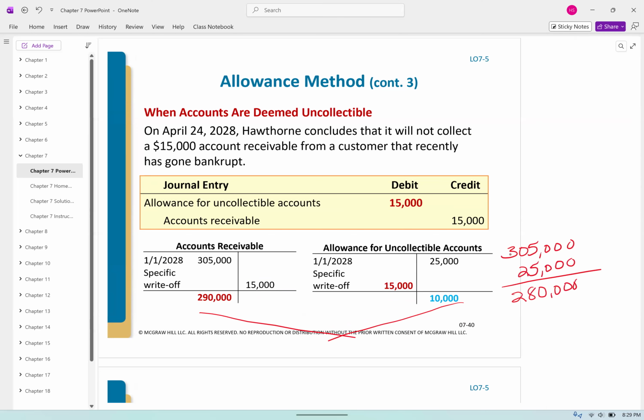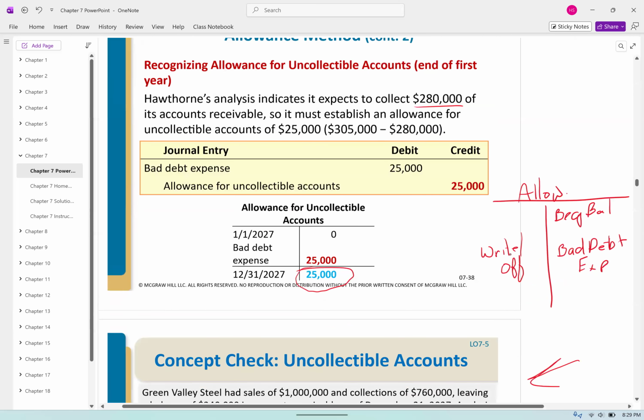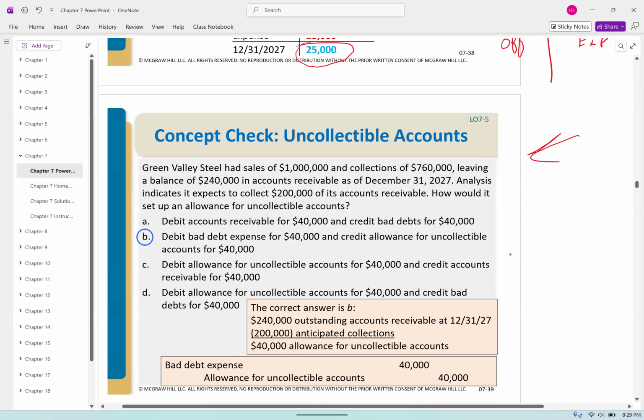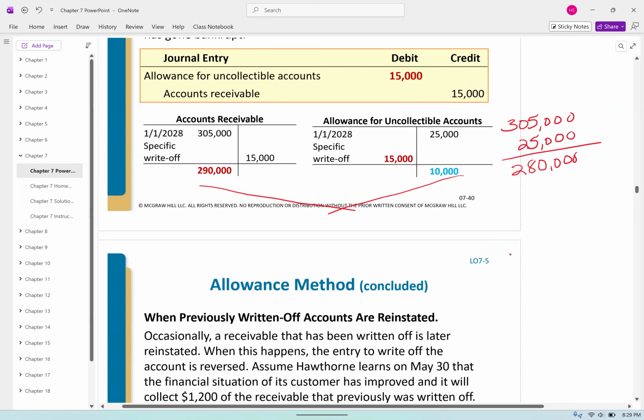Okay. So we didn't know who back when we made this entry. We didn't know whose bill was going to go bad. We just knew somebody's would be bad. Okay. Then we roll around to April the 24th, and now we know whose account will be uncollectible.